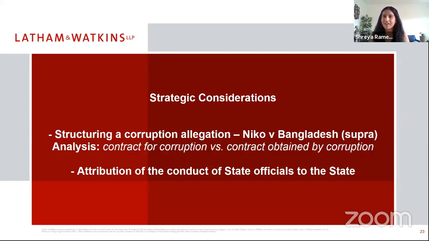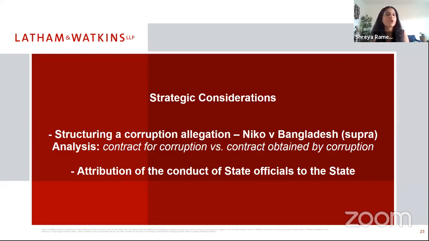Now, the respondent didn't argue in that case that the agreement was void, like in the case of World Duty Free. It was only an argument that was based on unclean hands. They basically said NICO can't bring this claim in arbitration because they themselves have been involved in corruption. And it was in that context that the tribunal considered the consequences of corruption and distinguished between a contract for corruption and a contract obtained by corruption.